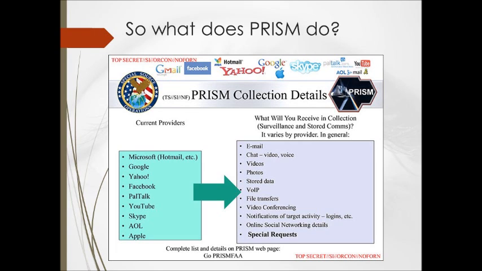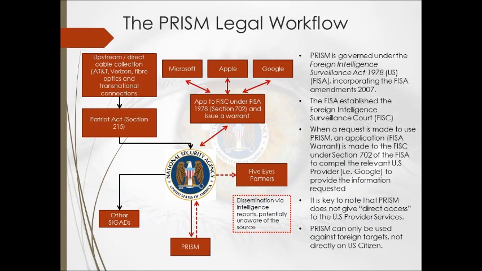So what does PRISM do? PRISM allows the NSA to grab information from the servers of the listed service providers below, which includes such companies like Microsoft and Google, Skype and Apple, and grab any information that's stored on those servers. So this can range from emails, videos, any other sort of file transfer, whatever's stored is available to them. So how then do they actually get hold of that information?